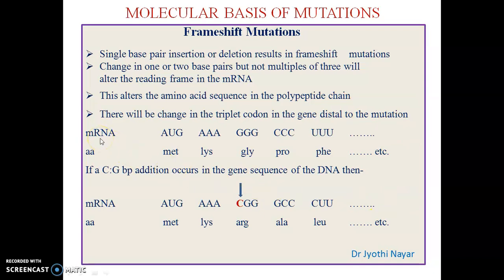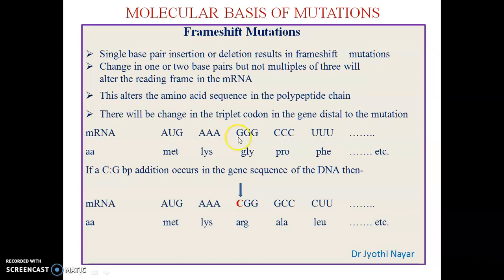Here, there is an example. In the mRNA, you have the triplet codons, and the amino acids are present as per the triplet codons. AUG is the first triplet codon, which codes for methionine, the starting amino acid, followed by AAA that codes for lysine, GGG glycine, CCC proline, and UUU which is phenylalanine. If there is a GC base pair insertion that occurs in the gene sequence, then at this point you can see there is an insertion of the C. So there is a shift in the frame.